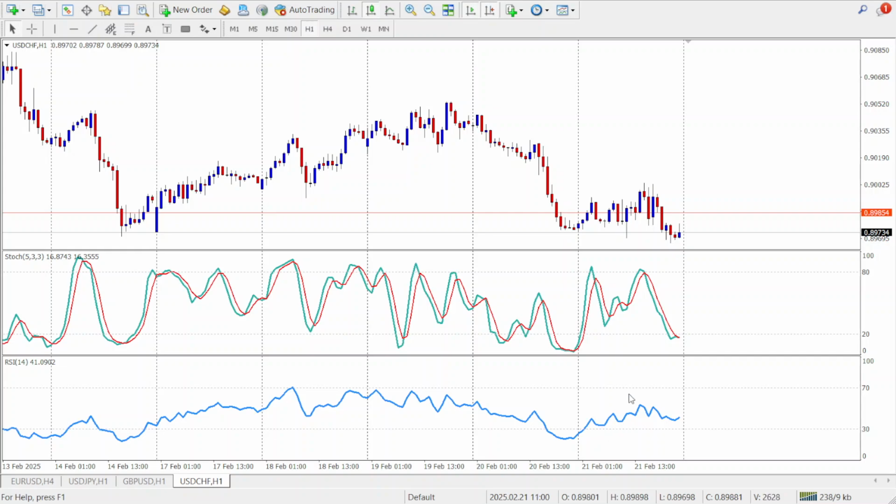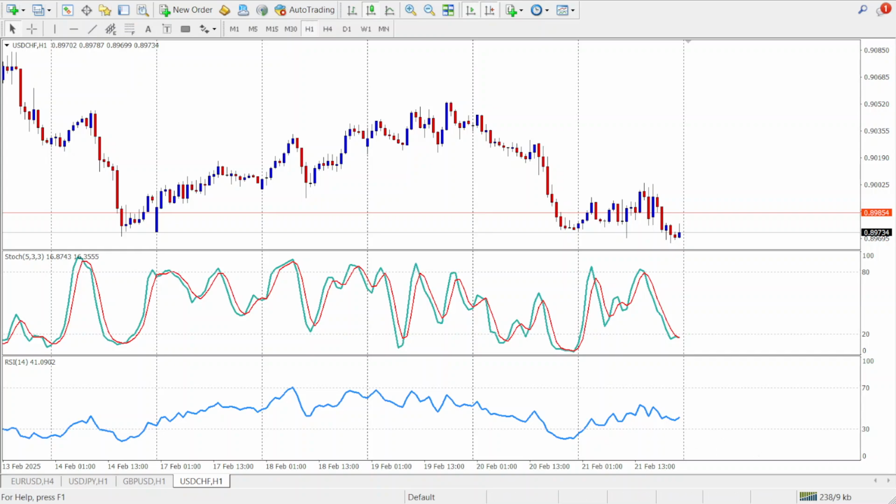For example, if both the stochastic and the RSI are in oversold territory, you could have a stronger confirmation that a potential bullish reversal is on the horizon. Likewise, if both indicators are in the overbought territory, it could signal a stronger potential for a bearish reversal. So this kind of confluence, when two or more indicators give the same signal, can significantly increase the probability of a successful trade. Okay?